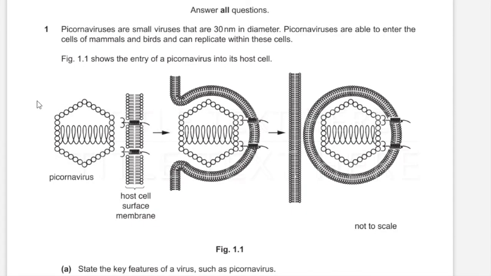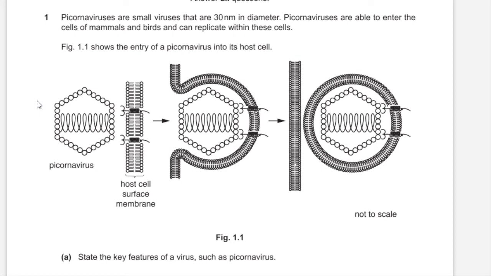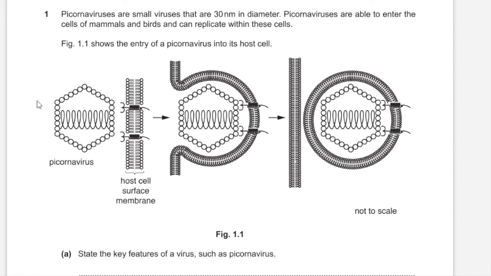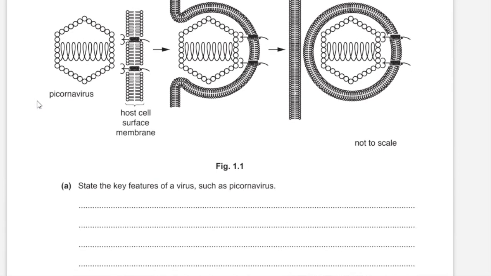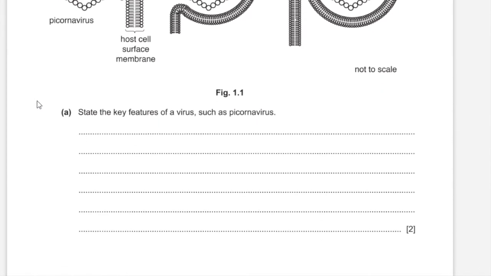Question 1. Coronaviruses are small viruses that are 30 nanometers in diameter. Coronaviruses are able to enter the cells of mammals and birds and can replicate within these cells. Figure 1.1 shows the entrance of a coronavirus into its host cell. A. State the key features of a virus, such as a coronavirus.